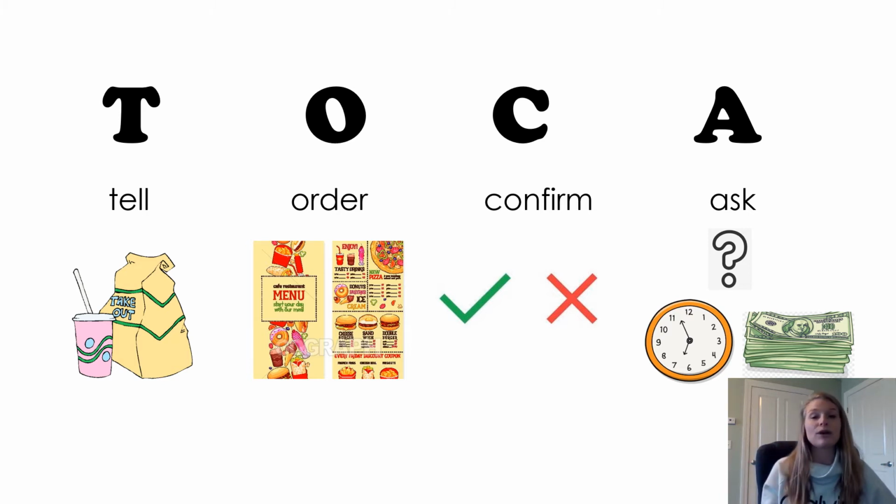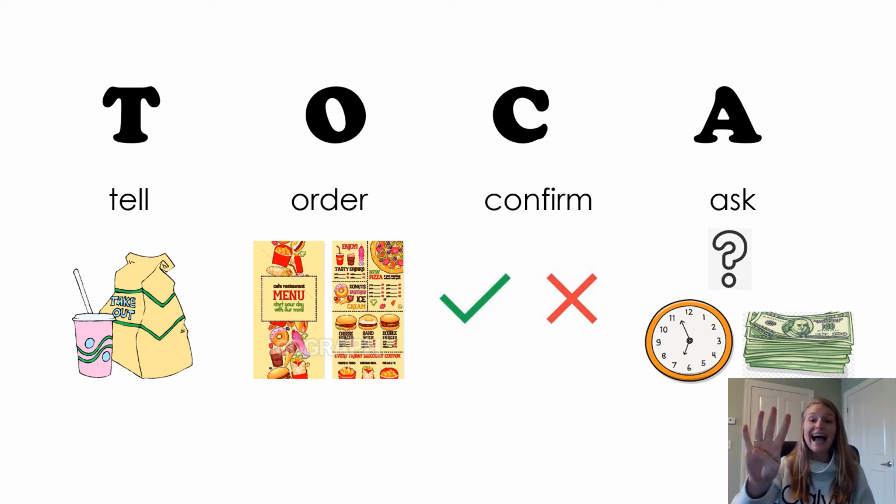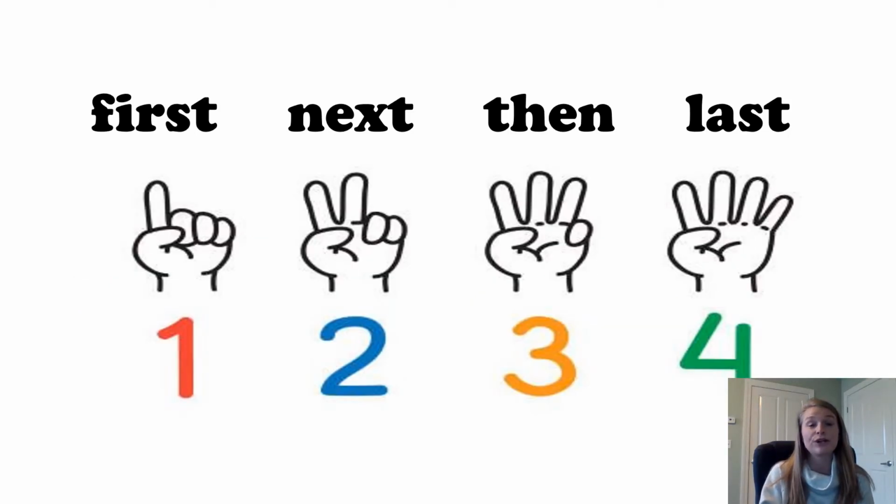So let's go over that one more time by moving our bodies. First, tell. Next, order. Then, confirm. Last, ask. Let's go over these sequence words one more time so that we can remember this. First, next, then, last. Now, I'm going to move my fingers this time, but my voice is going to be off. I want you to practice saying those words. Ready? Make sure to try.